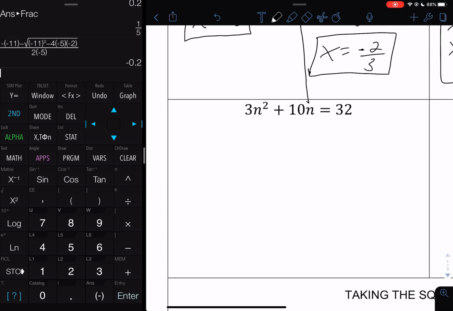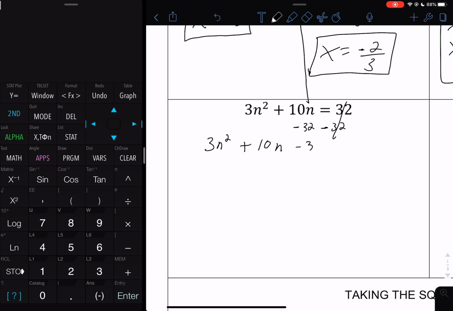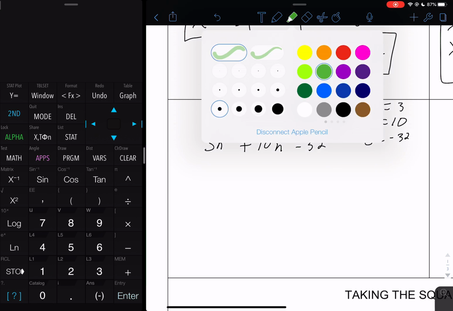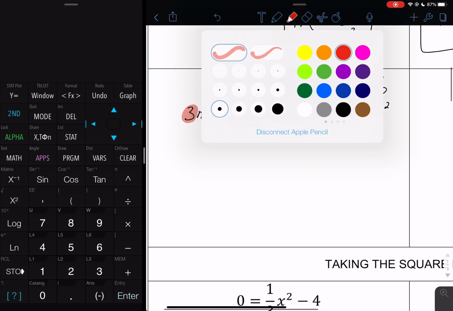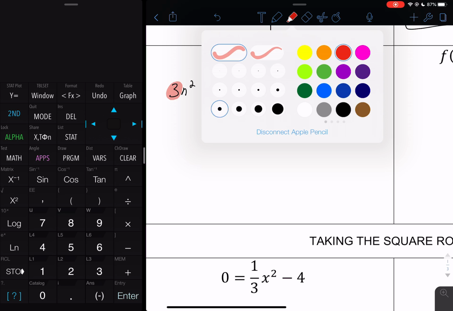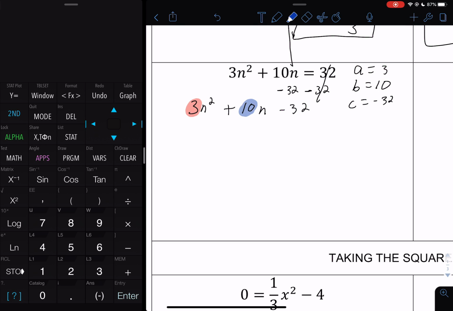Problem number 3. So again, I need to move my 32 and it needs to be on the same side. So now my expression is 3n squared plus 10n minus 32. My a equals 3. My b equals 10. My c equals negative 32. Now I can just make sure that I know my a, my b, and my c. My c is going to be negative 32.